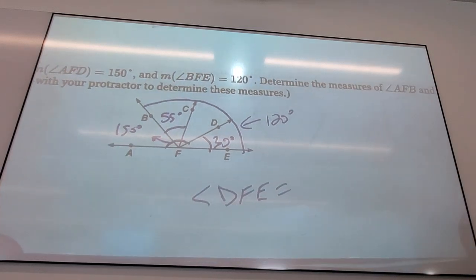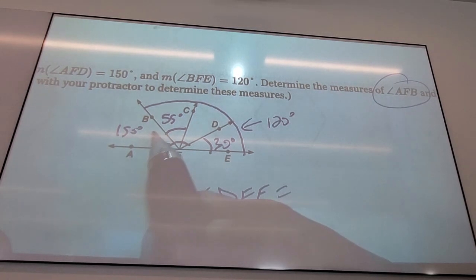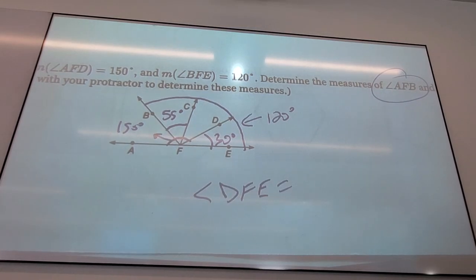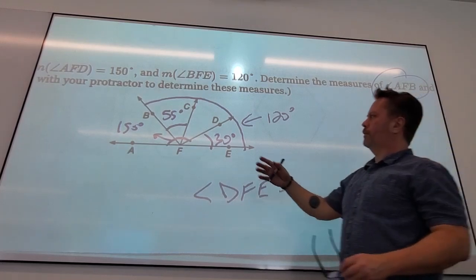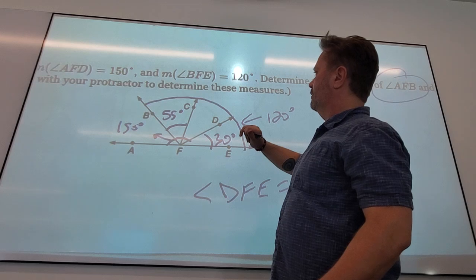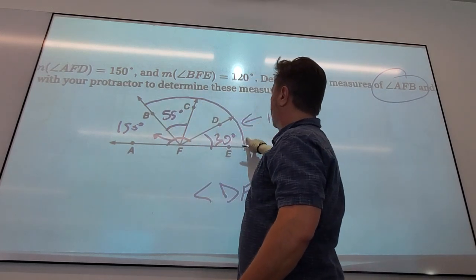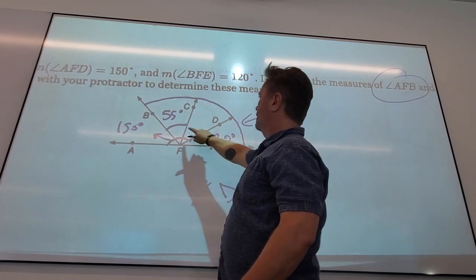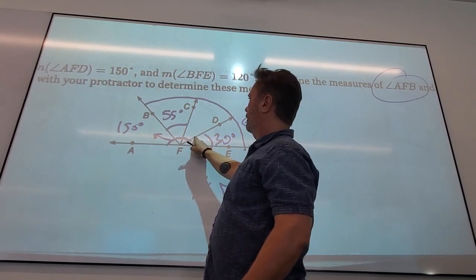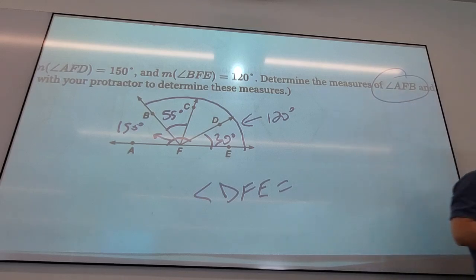Now, what am I asking for? I want to know AFB. I want to know this little piece here. Does anyone else see something else I could get immediately? If this whole thing is 120, and this is 30, and this is 55, could you figure out what this is? Which is, I think, one of the ones I want, yes?